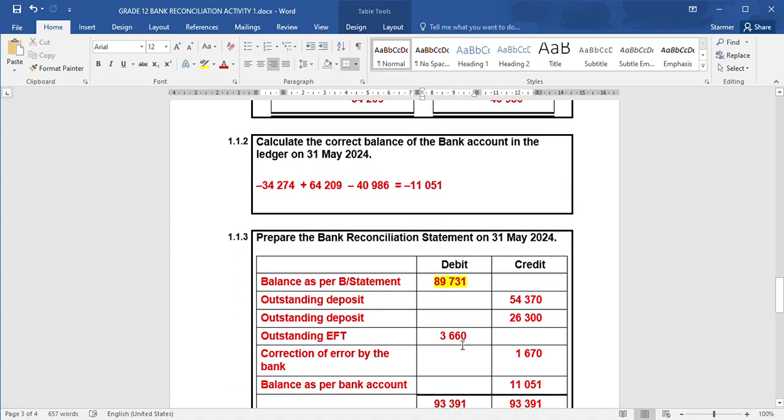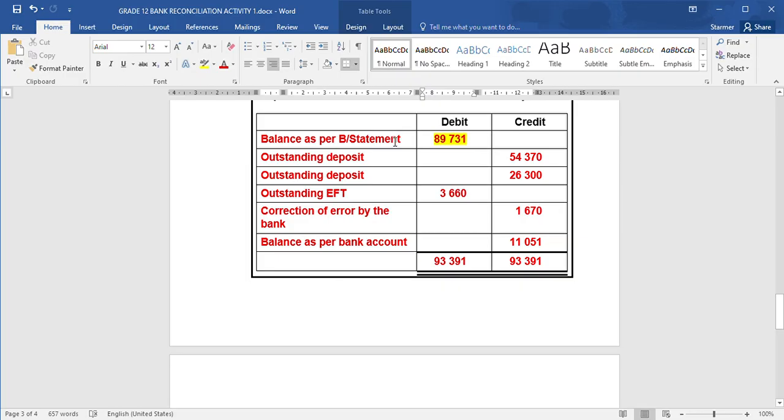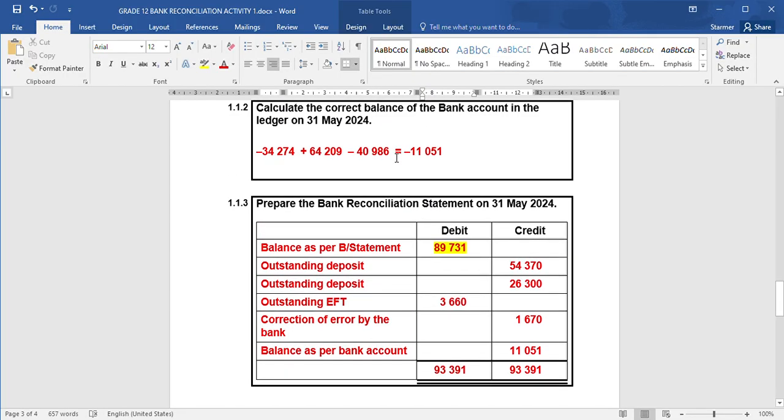Now they never gave you this bank statement balance over here. So in this case, we're going to have to start at the bottom with the balance that we know is correct. So the balance per bank account was an overdraft, so it was a credit figure. Then to calculate this amount over here, this 89,731, you add up the bigger side, which is this total here. That must be the same over here. And then to get that 89,731, you take this 93,391 and you minus that 3,660. So you're actually working from the bottom up backwards to get to that missing figure.